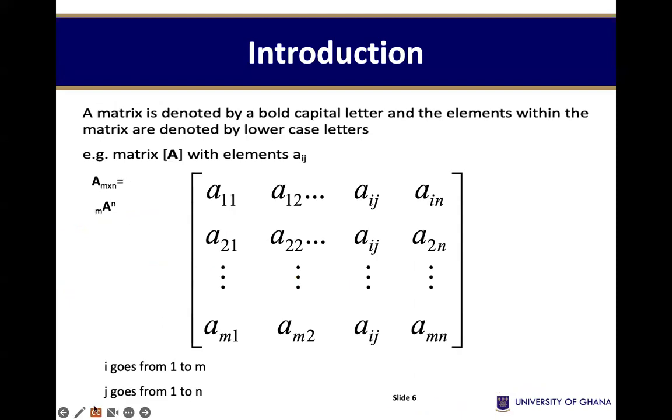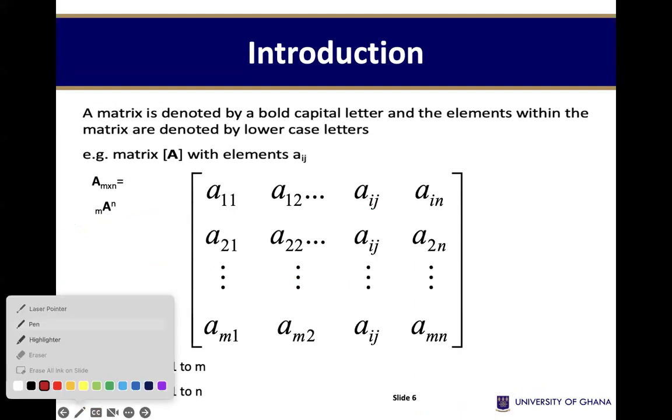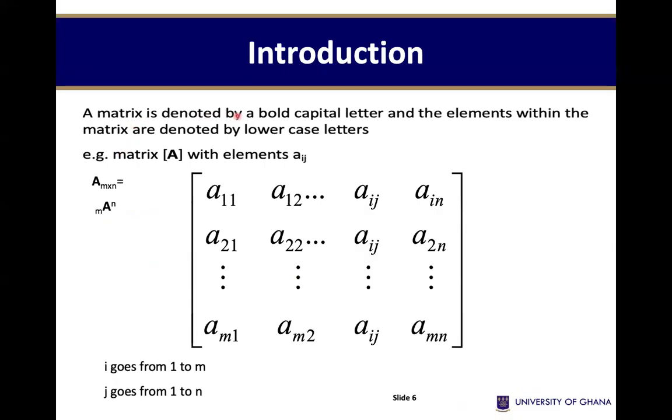Now, when you come to this particular side, what we are saying is that a matrix is denoted by a bold capital, in other words, an uppercase letter. The elements within that matrix are normally denoted by lowercase letters. So the main matrix is capital A. The dimensions are m rows by n columns. Or we can have a subscript m, then the name of the matrix, and the superscript n, where m is the number of rows and n is the number of columns.